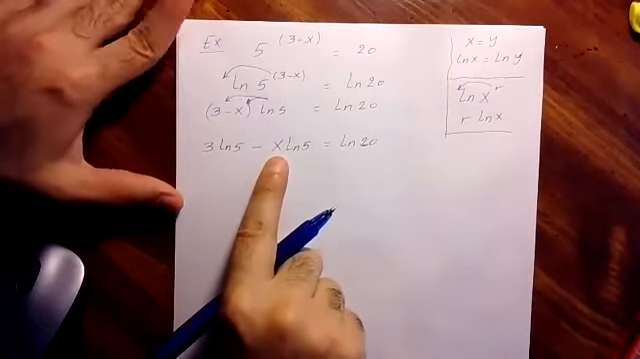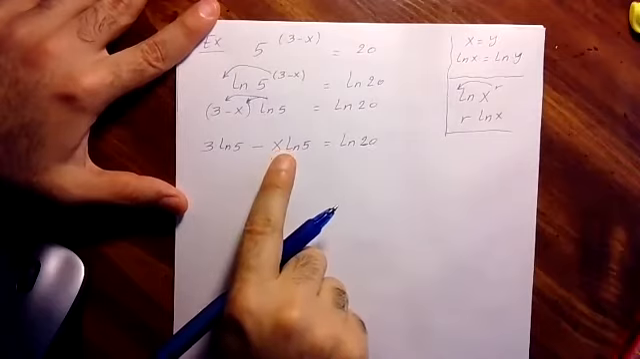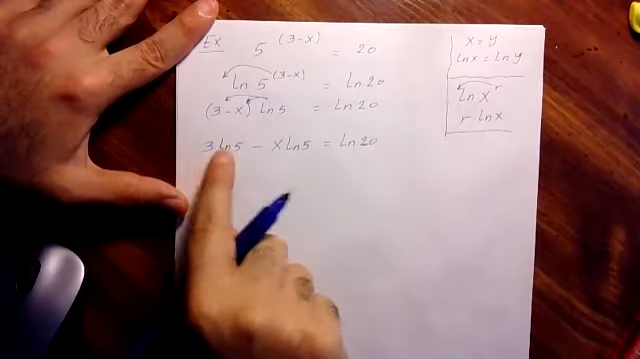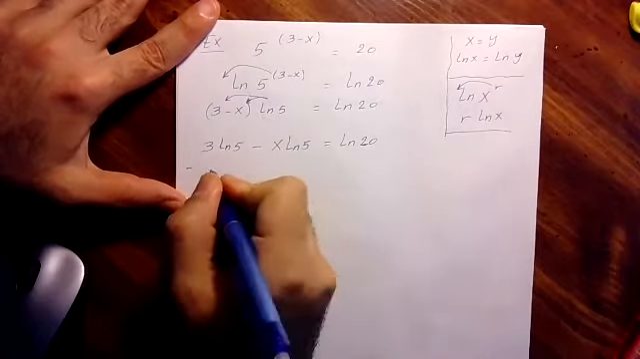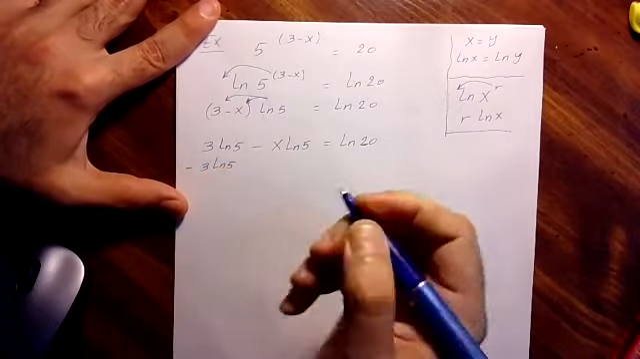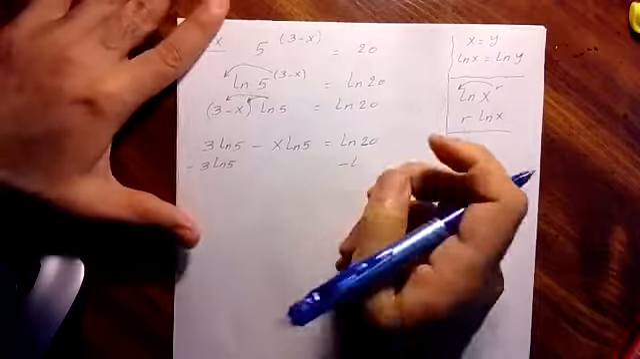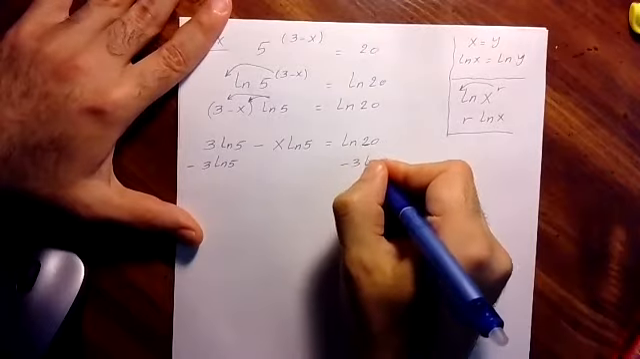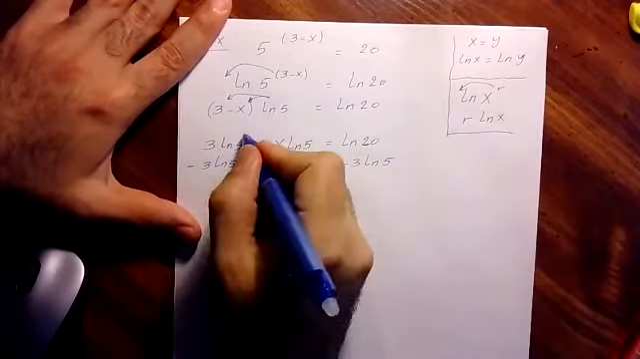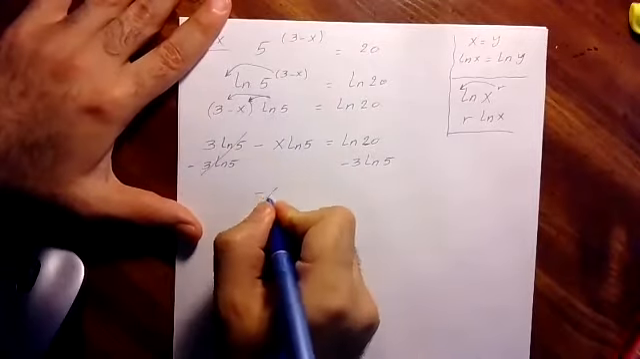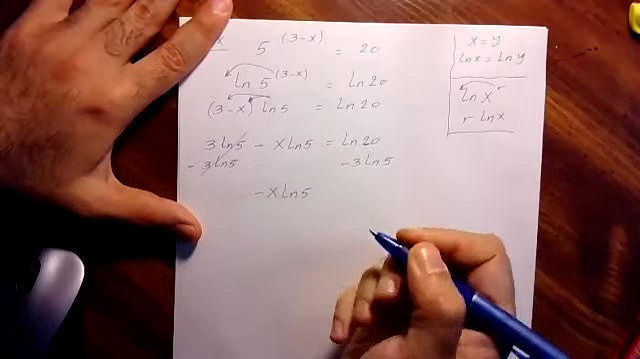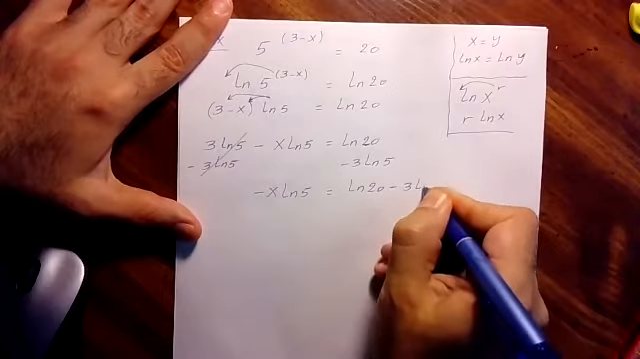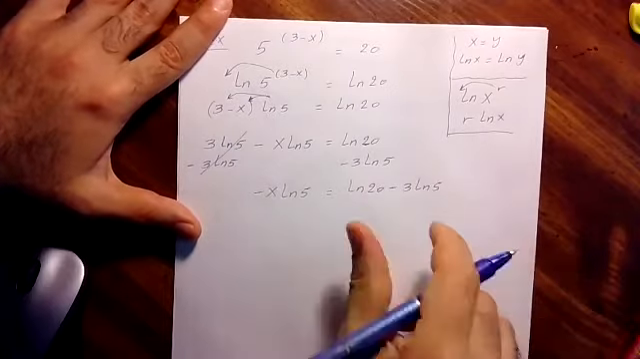Now check where the variable exists here. So we're not going to move the variable. We're going to move the number. So I'm going to move the 3 ln 5 to the other side. I'm going to say minus 3 ln 5 on both sides. Cancel these. The leftover from this side is negative x ln 5, and the other side is ln 20 minus 3 ln 5. You don't have to add it.